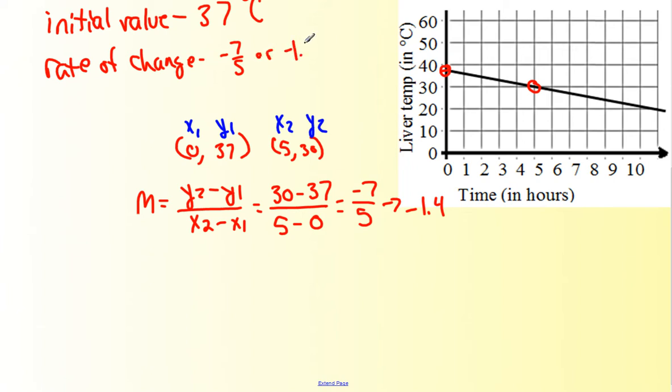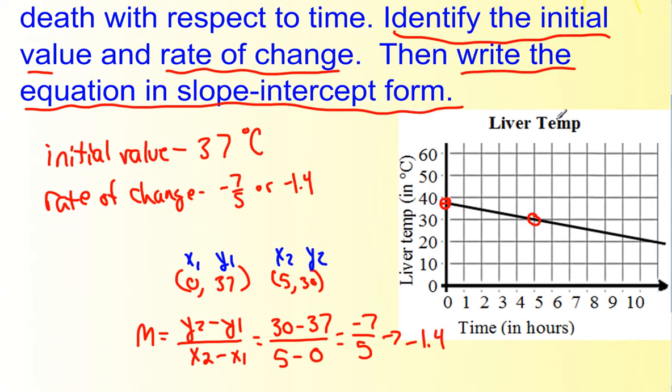Or negative 1.4, just because I think the decimal will make more sense here in a second. All right, so we have our initial value, we have our rate of change. Check, check. Write the equation in slope-intercept form. All right, we can do that. We have everything we need to do that. Let's group that stuff and move it out of the way a little bit. Move it down here.